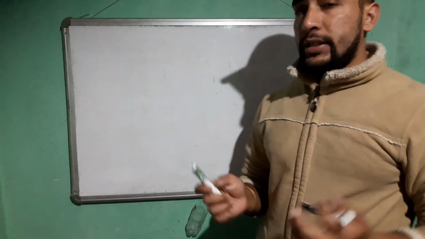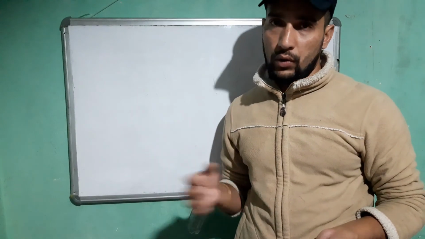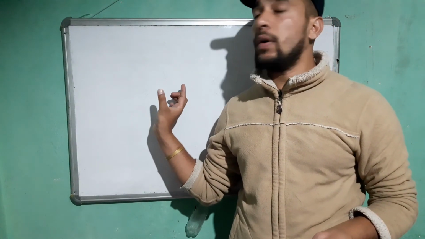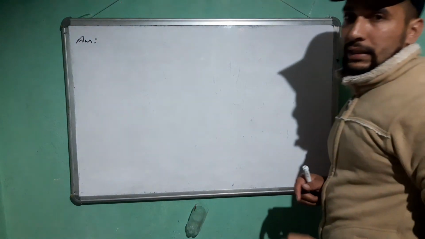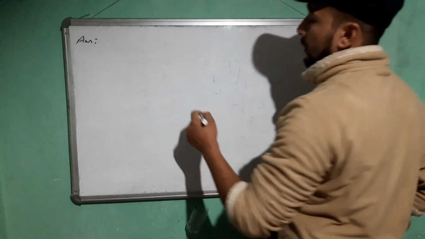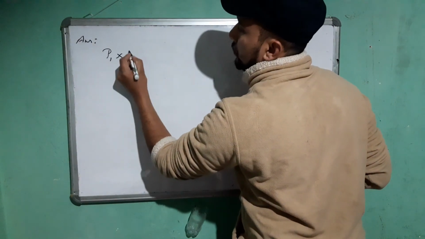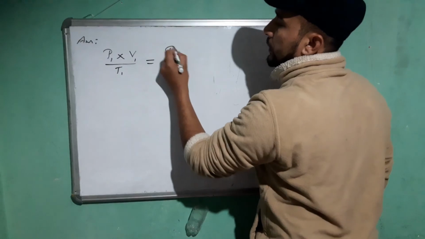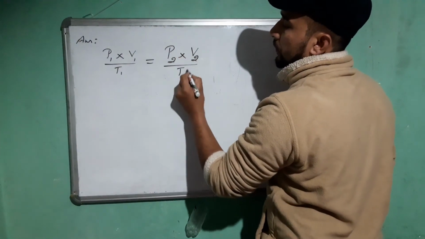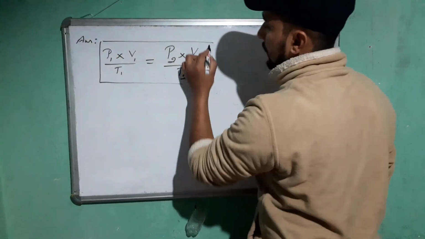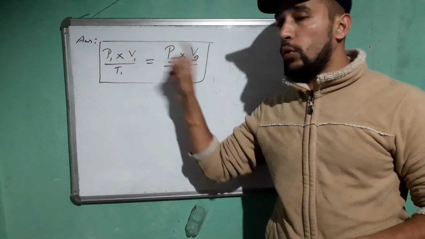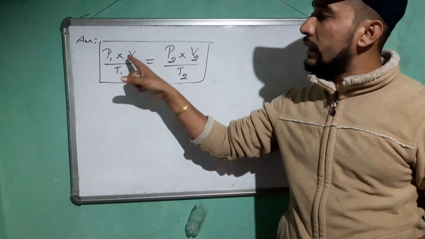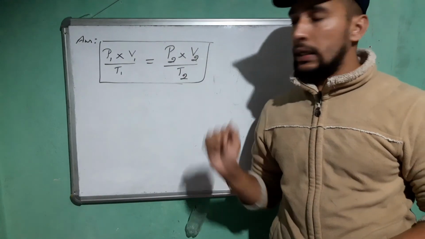Next, write this: Give the mathematical statement for the combined form of gas laws. And the answer: the mathematical statement for the combined form of gas laws is P1 into V1 upon T1 is equal to P2 into V2 upon T2. When you combine Boyle's law and Charles law, you will get this.